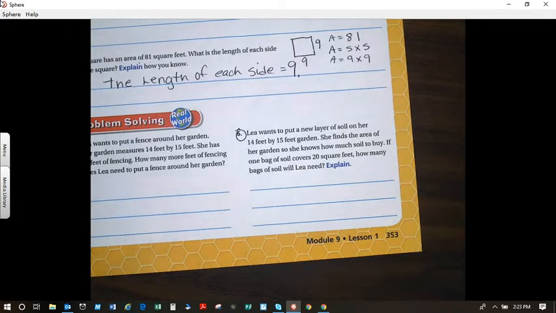All right, so let's look at number 6. Leah wants to buy a new layer of soil for her 14 feet by 15 feet garden. She finds the area of her garden so she knows how much soil to buy. If one bag of soil covers 20 square feet, how many bags of soil will Leah need? And then explain.